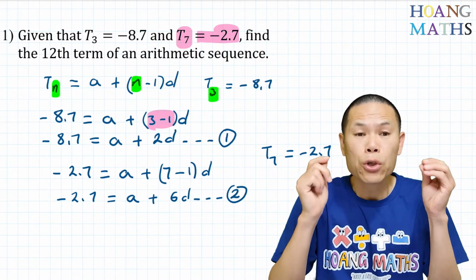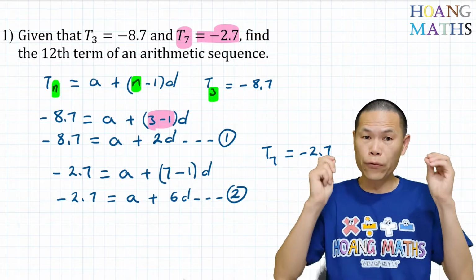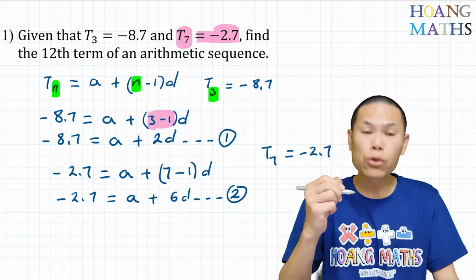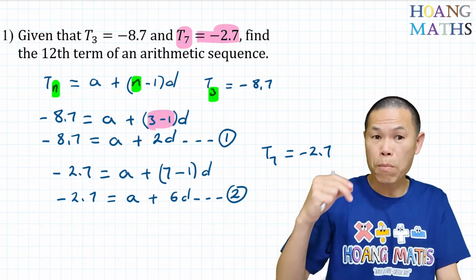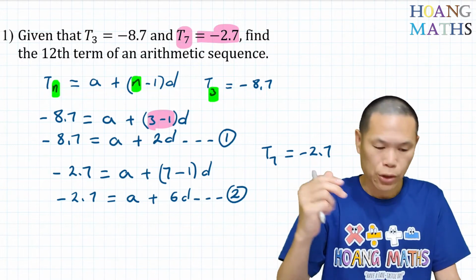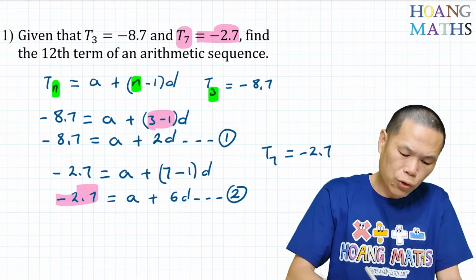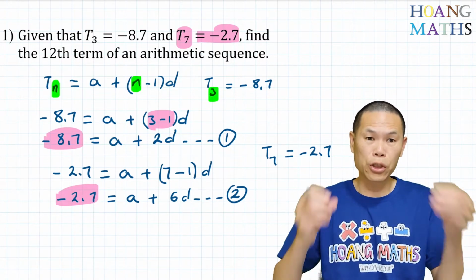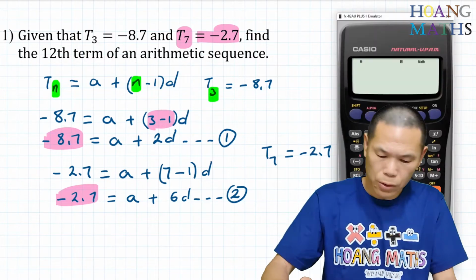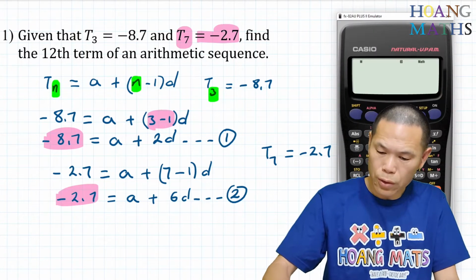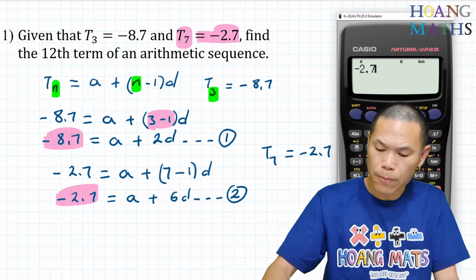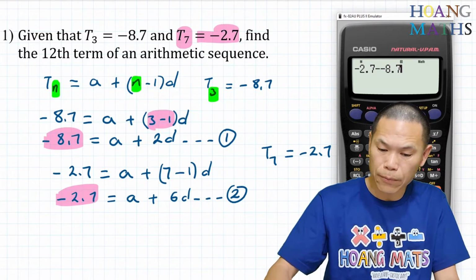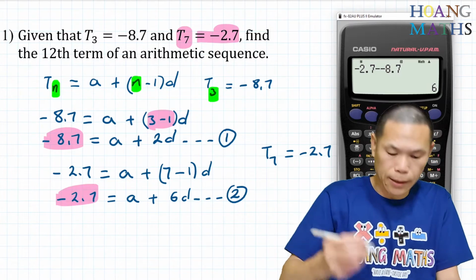So now we have two equations. So we just solve this simultaneously. To do this, I can just use equation number 2, and we're going to minus equation number 1. In other words, negative 2.7 minus negative 8.7. So I'm just going to put that on the calculator. So just go negative 2.7 minus negative 8.7. So that gives me 6.